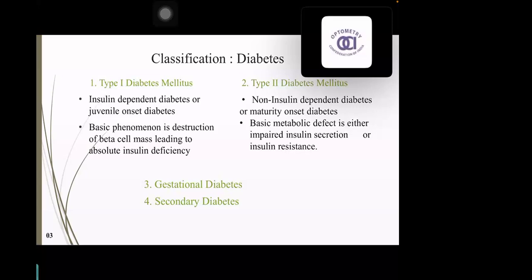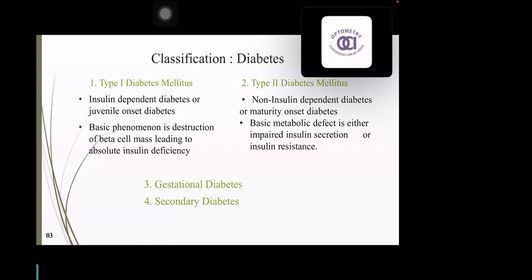There are many classifications of diabetes, but broadly it is classified into type 1 diabetes and type 2 diabetes. Type 1 diabetes, also known as insulin dependent or juvenile onset diabetes, results from autoimmune destruction of pancreatic beta cells leading to an absolute deficiency of insulin. These patients usually require lifelong insulin therapy. Type 2 diabetes is the more common form, what we often call adult onset or non-insulin dependent diabetes. Here, the problem is not a total lack of insulin, but rather insulin resistance or a defect in secretion. Lifestyle factors like obesity and inactivity play a major role in this type.